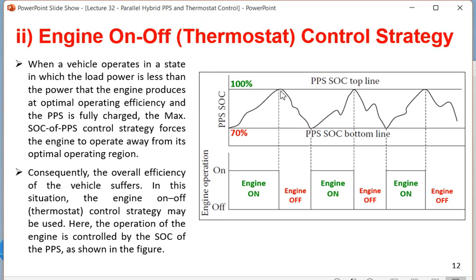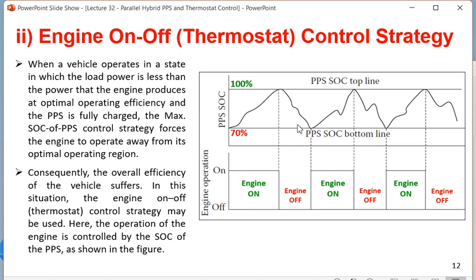What happened in the first case? In the first case, the engine was on. This was giving the load power to the vehicle, as well as charging the PPS source at the same time. But in the second case, when the engine is off, no charging happens. In that case, PPS goes into discharge mode, and PPS gets discharged up to 70%. Whenever the lower threshold is touched, immediately the thermostat turns on the engine. Again the engine supplies the load as well as starts charging the PPS source.